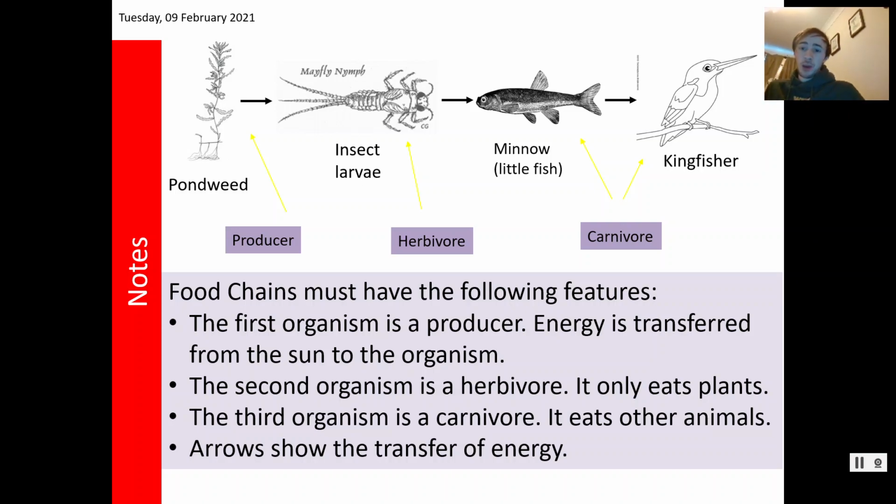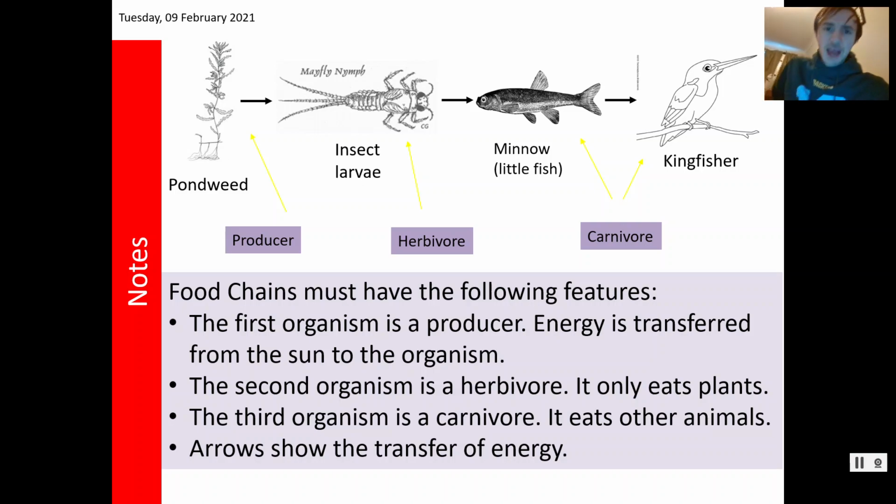Now, the key points are this. The first organism has to be a producer. I'd like you to label the producer on your food chain. In this case, we know what the producer is. It's the pondweed. Energy is transferred from the sun to that organism. Now, I know I'm reading this slide, but they are extraordinarily important points. So you've got the idea that the sun has to move energy from itself into this organism, usually a plant.